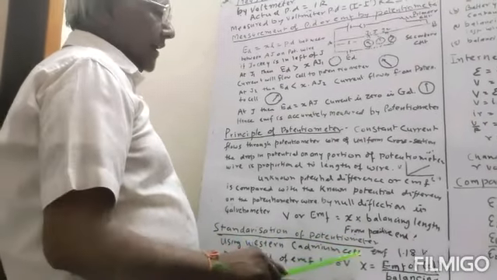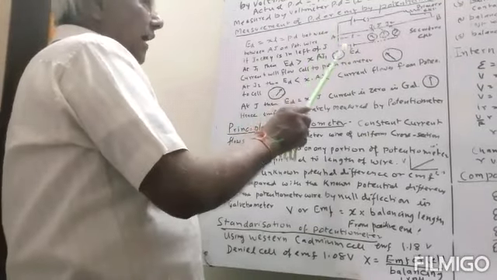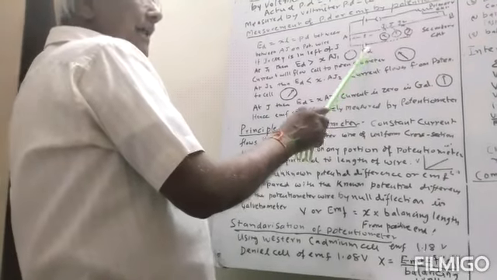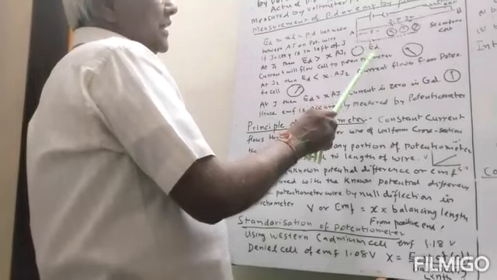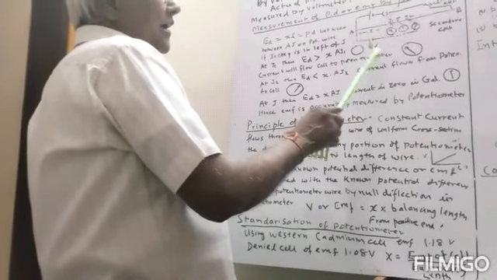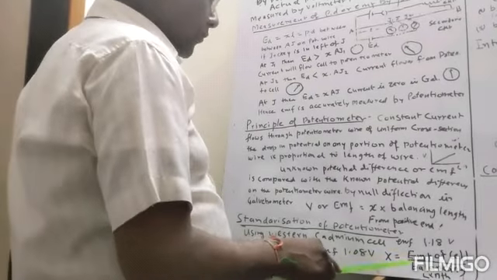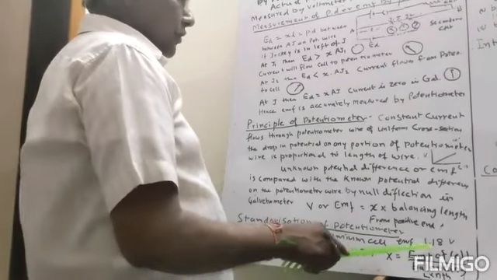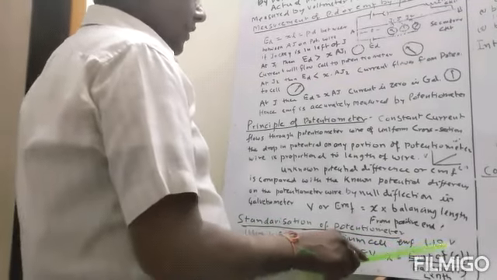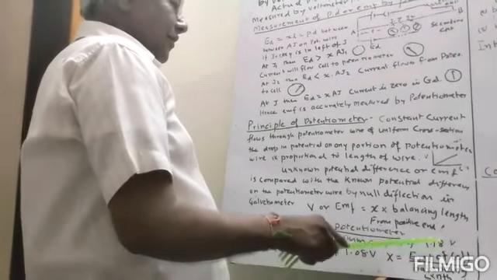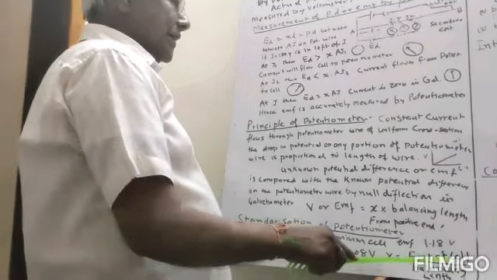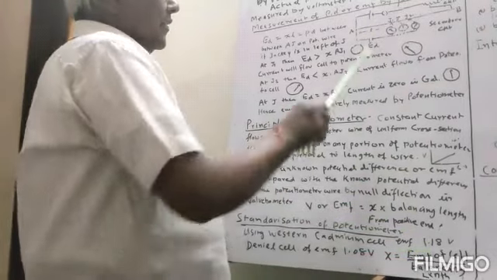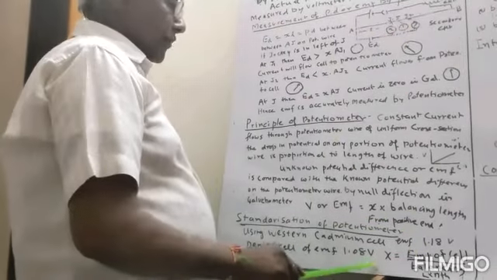Standardized potentiometer means we know the exact value of potential gradient. Now the exact potential gradient can be found if we use either the Western cadmium cell, which is also a standard cell, but that is very costly and rare, or the Daniell cell, which is also a standard cell and whose EMF is 1.08, and for the Western cadmium cell it is 1.018. So this is rare, but we generally use the Daniell cell. If we take the Daniell cell, its EMF is known, 1.08. We find the balancing length, then X can be found.